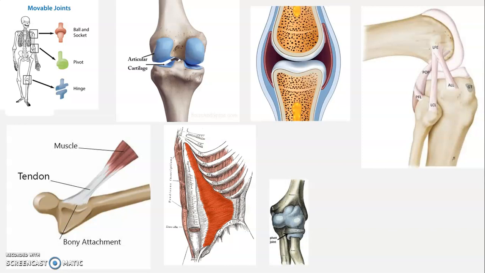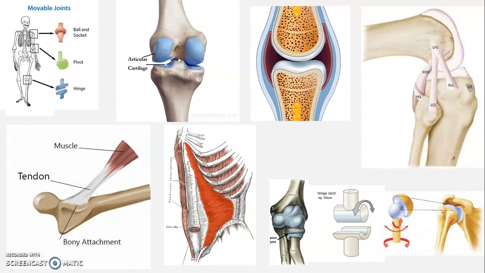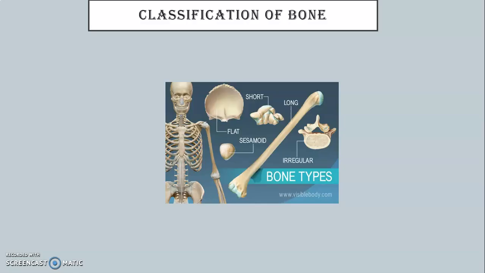The pivot joint. This is located in the wrists and turns, such as the skull attachment to the spinal column. The hinge joint moves bone forward and backward, such as those in the knees and the elbow. And the ball and socket allows the greatest all-around movement, for the hip and the shoulder.